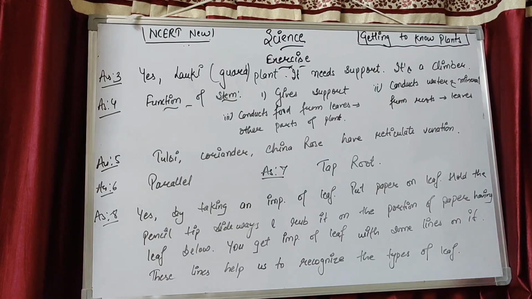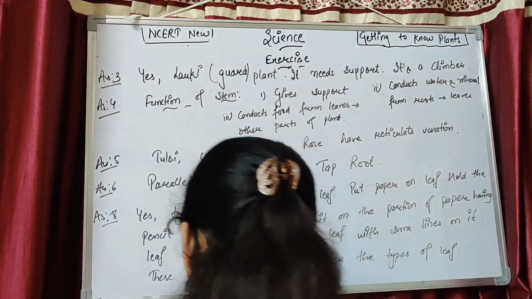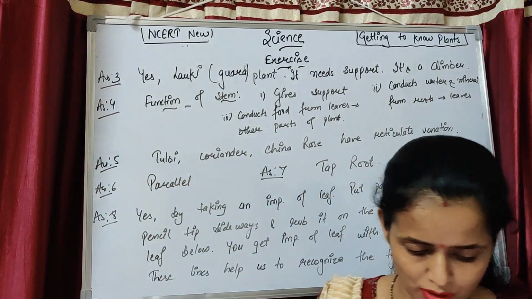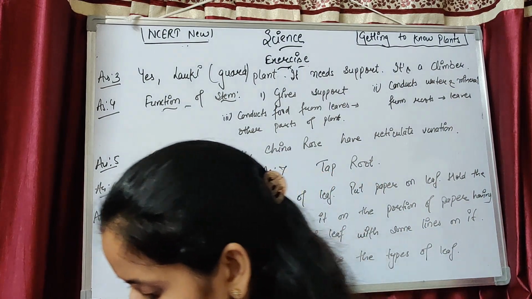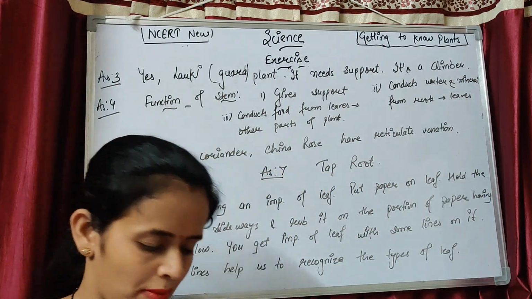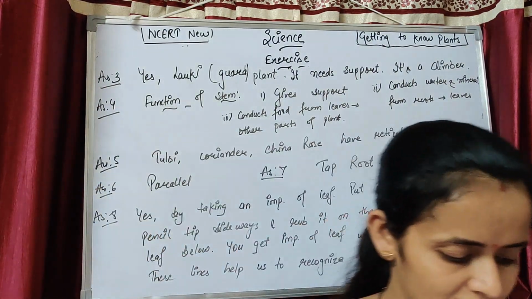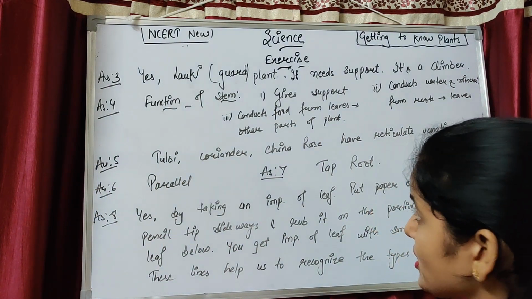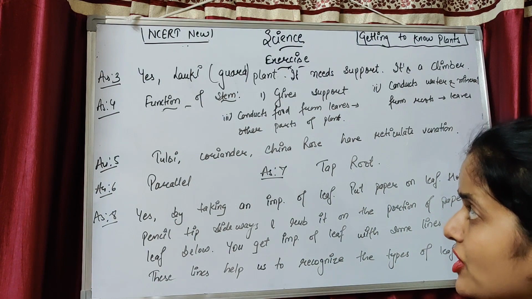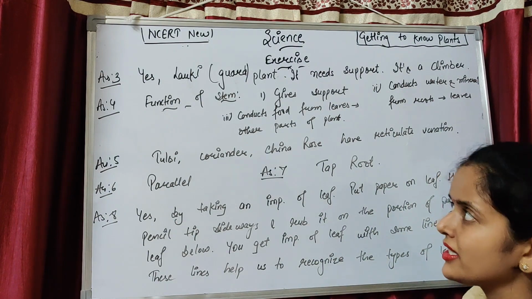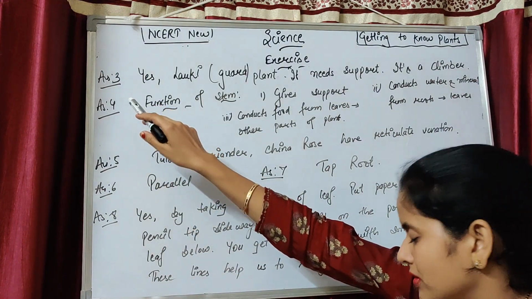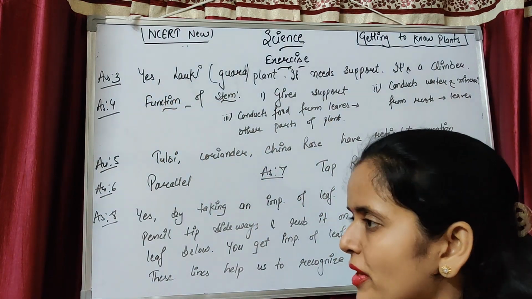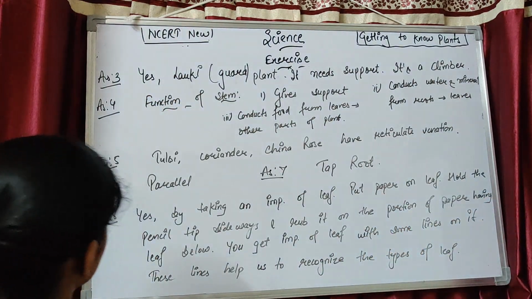Yes, question number three now. Can you find a plant in your house or your neighborhood which has a long but weak stem? Write its name. In which category would you classify it? Yes, there is a plant which has a weak stem but has a long stem.